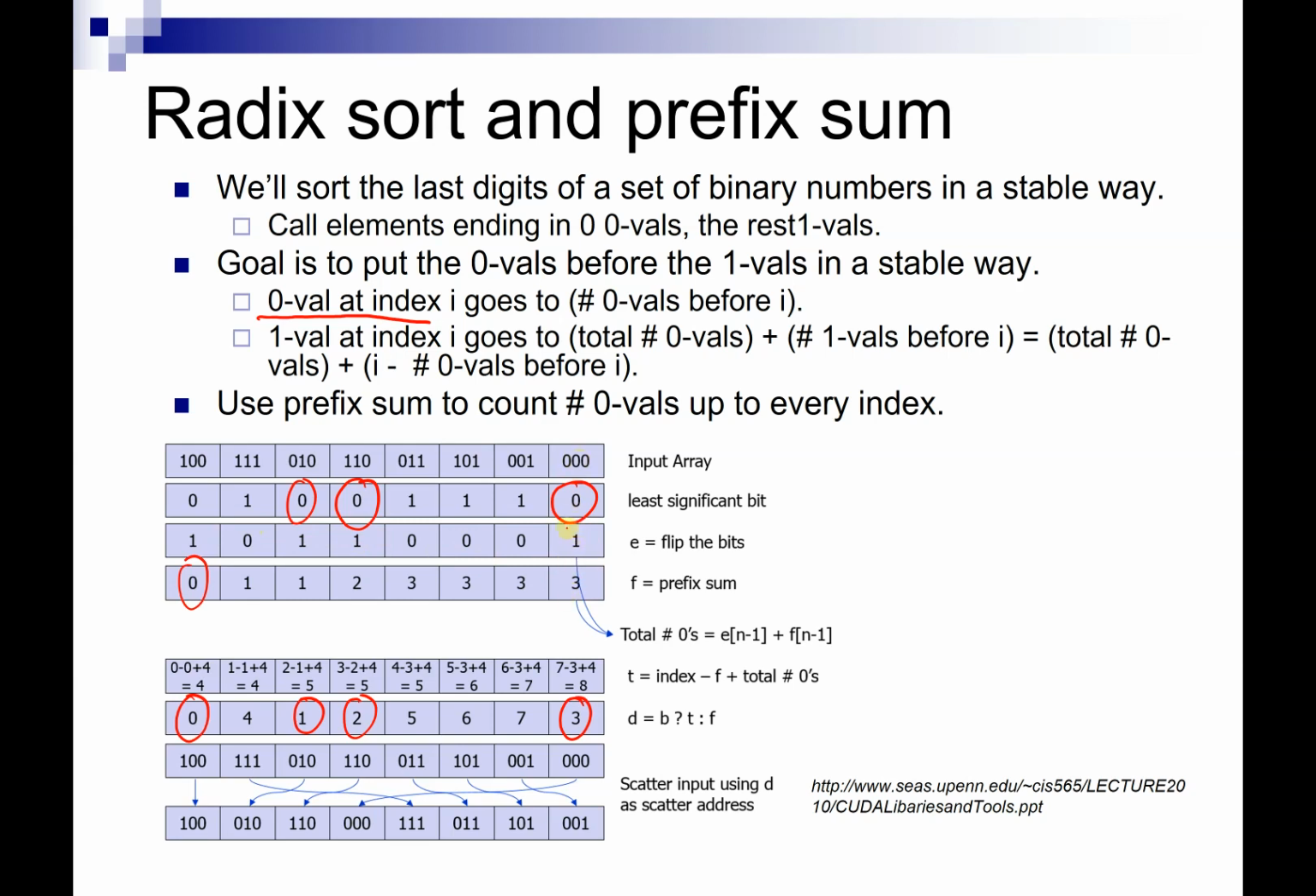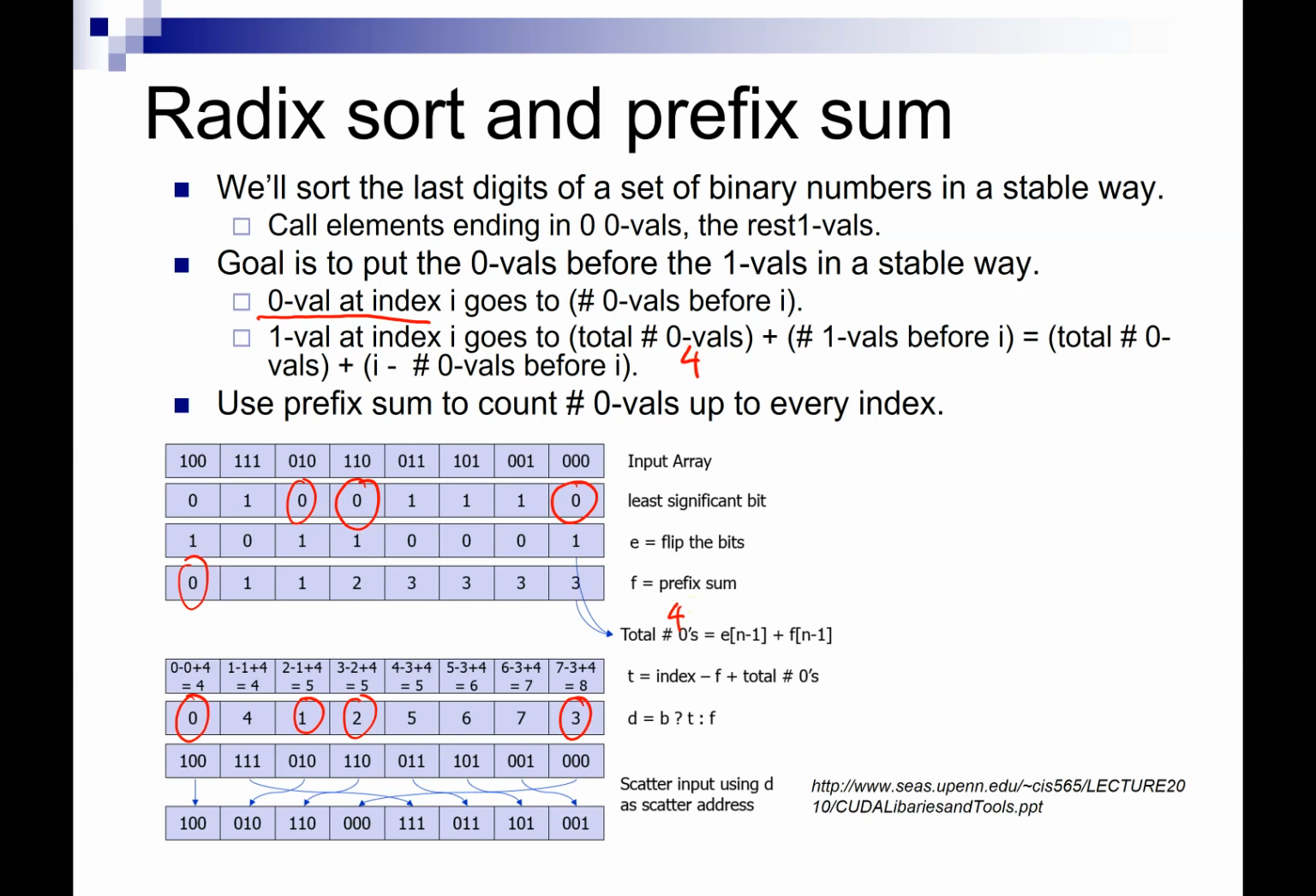And finally, there could be another 0 value at this final position. In this example, there's another 0 value at this final position. And so to get the total number of zeros, we take the final F value plus whether or not the final value was a 0 value. We add these two together. So here it's going to be 3 plus 1, so the total number of 0 values is going to be 4 here. That means that all of the 1 values go after index 4, so this is going to be 4 over here.